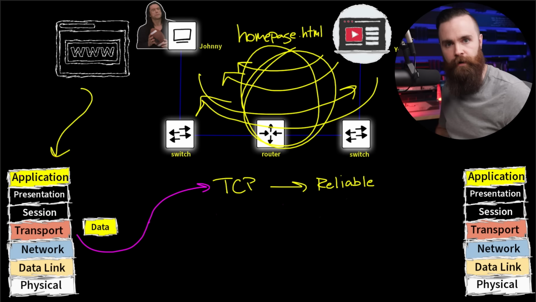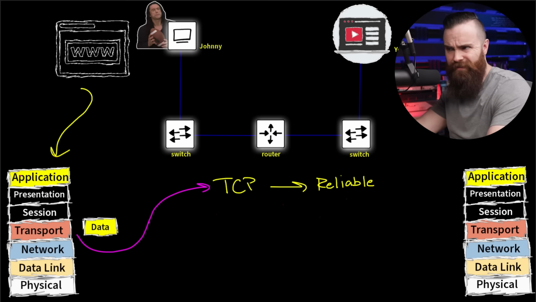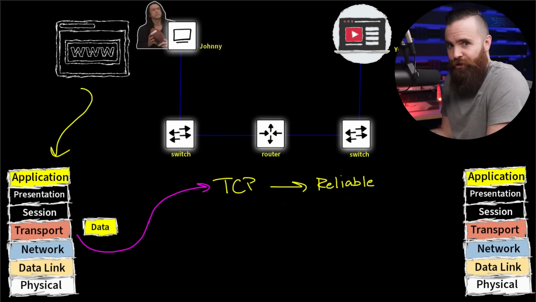Another reason that TCP is reliable is that before we even begin to send data to each other, we have to get to know each other first. So YouTube will go, hey, I want to send you something, Johnny, but I have to make sure we're friends first. Let's do a three-way handshake. And that's what it's called: the TCP three-way handshake, which is all about setting up that connection before we start exchanging data.